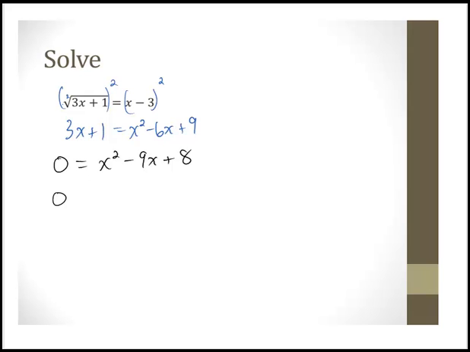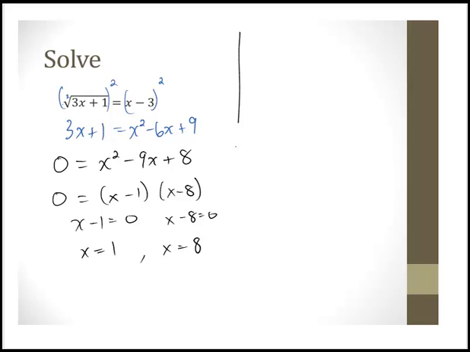Now that factors as x minus 1 times x minus 8. So then setting each factor to 0, x minus 1 is 0, which means x is 1. X minus 8 is 0, which means x is 8. Now we have to check these.